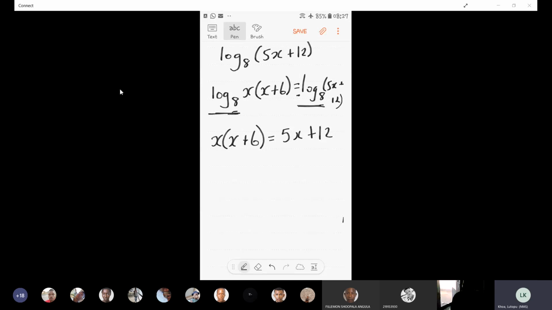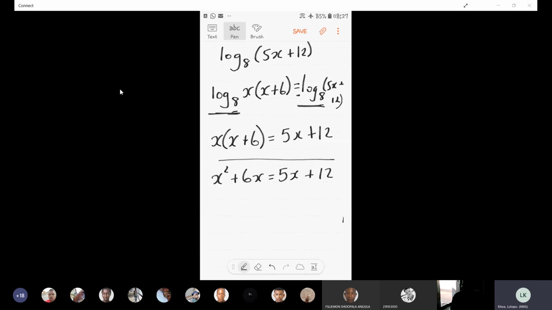We did a previous question with two logarithms on either side. The bases were not the same, and that is why I could not rewrite it like that. Then what you do, you multiply out. You have x squared plus 6x. This is 5x plus 12.